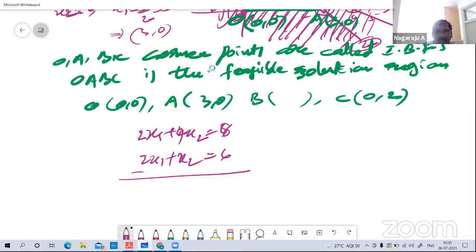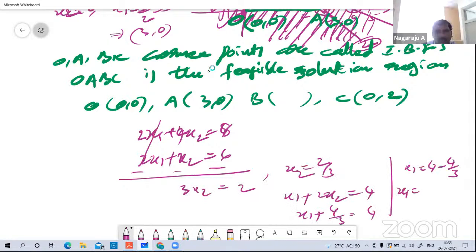Now I got the point 8 by 3 comma 2 by 3. This is the intersection point. Here we also have 0 comma 2. So these are the corner points.